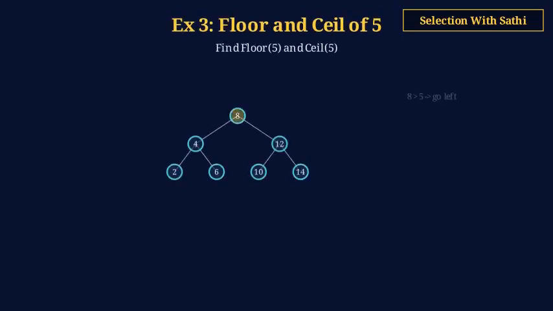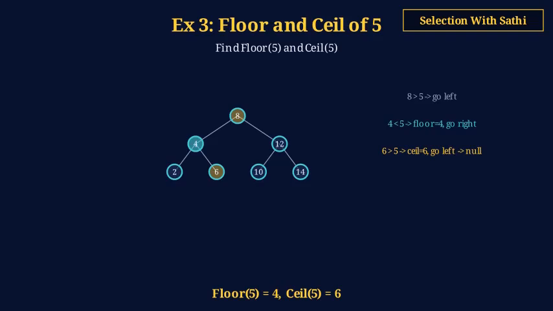BST with keys 10, 20, 30, 40, 50 arranged as a balanced tree. Let us find floor of 27 and Ceil of 27. For floor, start at root 30. 30 is greater than 27, go left. Result is still none. At node 20, 20 is less than 27. Save result as 20. Go right. Node 20 has no right child. Return result, floor is 20.